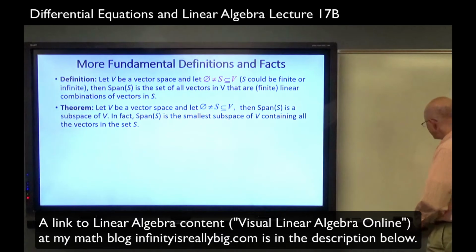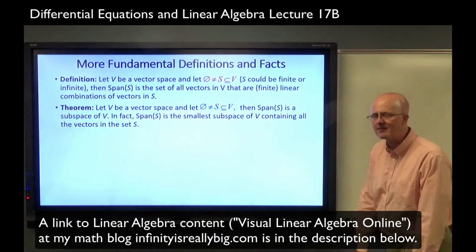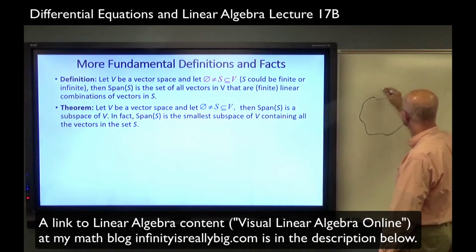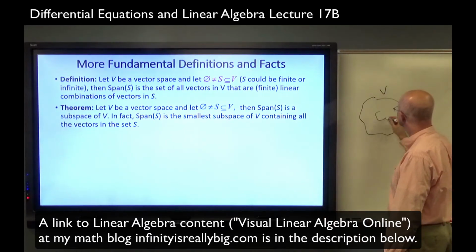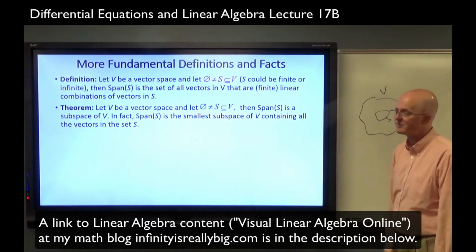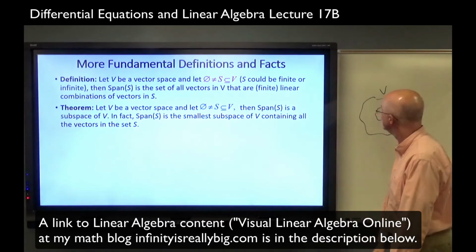Once again, pictures can be helpful, though they are not the end-all be-all of this stuff. You need to be able to think at a symbolic level too. This is V. This is S, not necessarily a subspace. It could be a finite set, which for sure, if it was more than the zero vector, would not be a subspace.